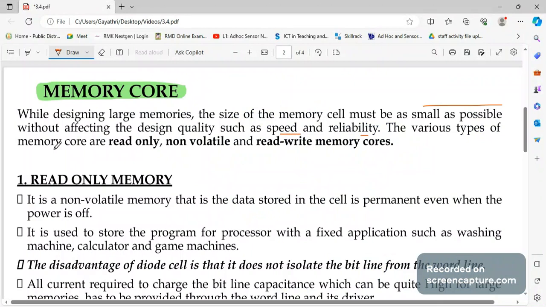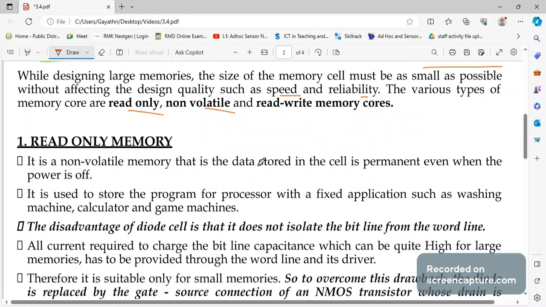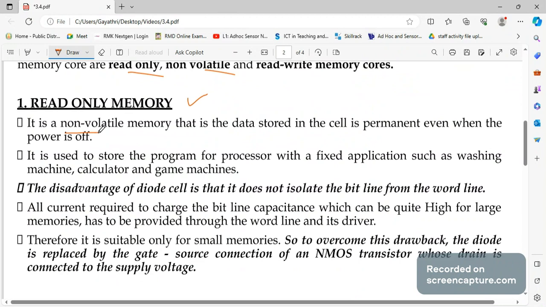Here we have various types of memory cores: read-only memory, non-volatile, and read-write memory cores. In today's session, we are just going to concentrate only on the read-only memory. So, what is this read-only memory? This is a non-volatile memory. What is the meaning of non-volatile memory? Even though the power goes off, the data will remain there. That is, the data will be stored permanently even though the power is switched off. That is your read-only memory, non-volatile memory.